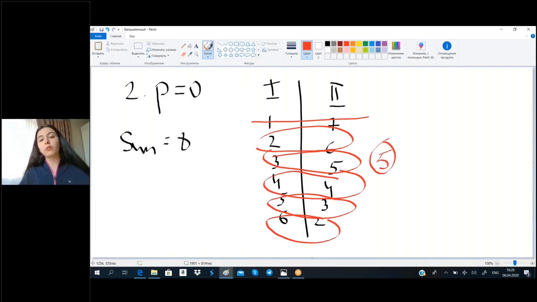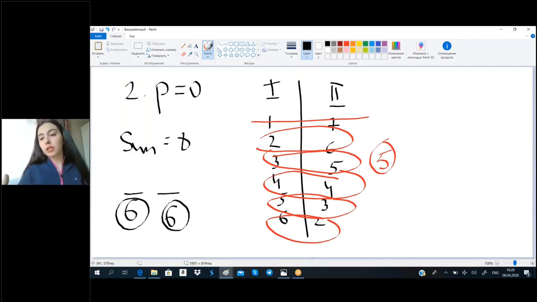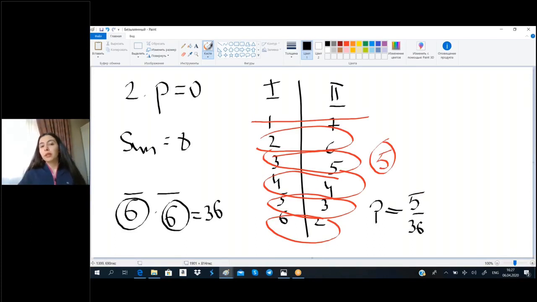But what about the number of total events? Remember, we have 2 dice and they have 6 sides. For the first side, we have 6 variants. For the second side, we have again 6 variants. So we will multiply them and we will get totally 36 variants. And then probability will be 5/36. The probability of choosing 2 sides for which the sum is 8 is 5/36.